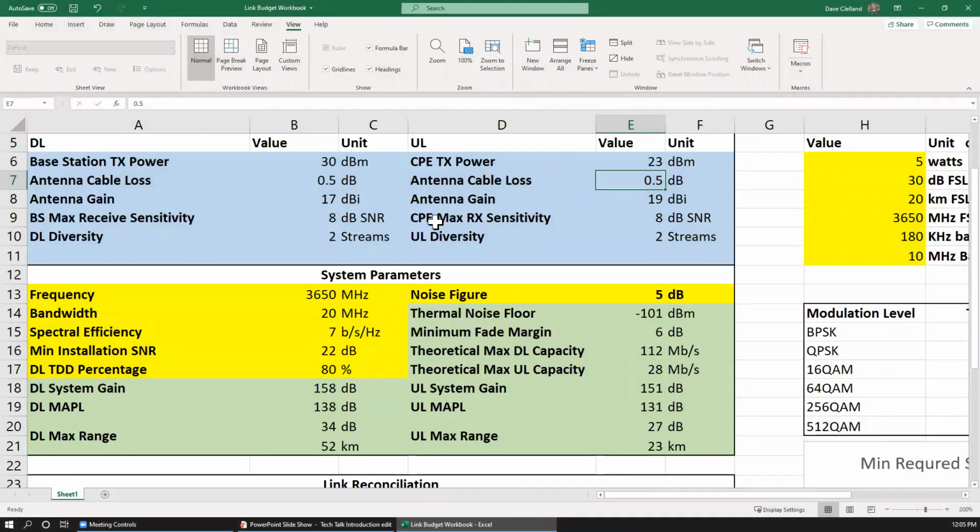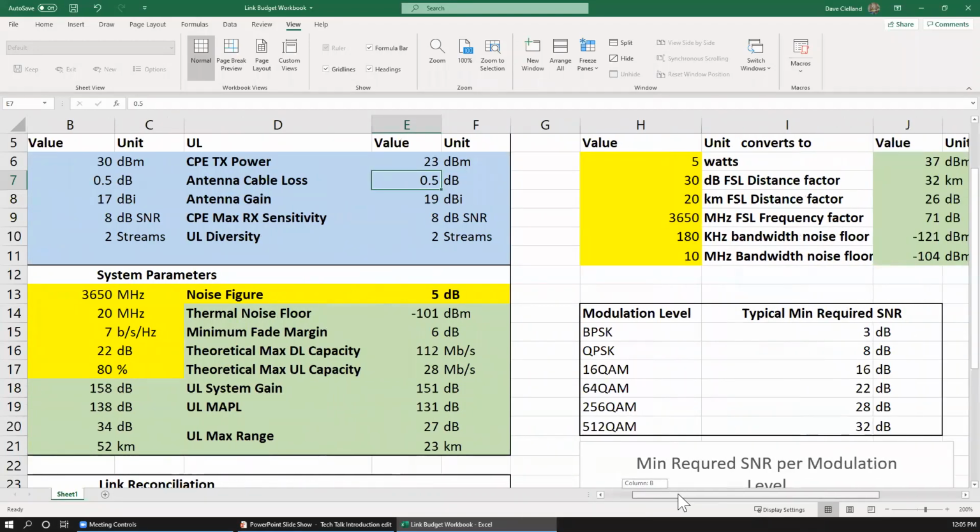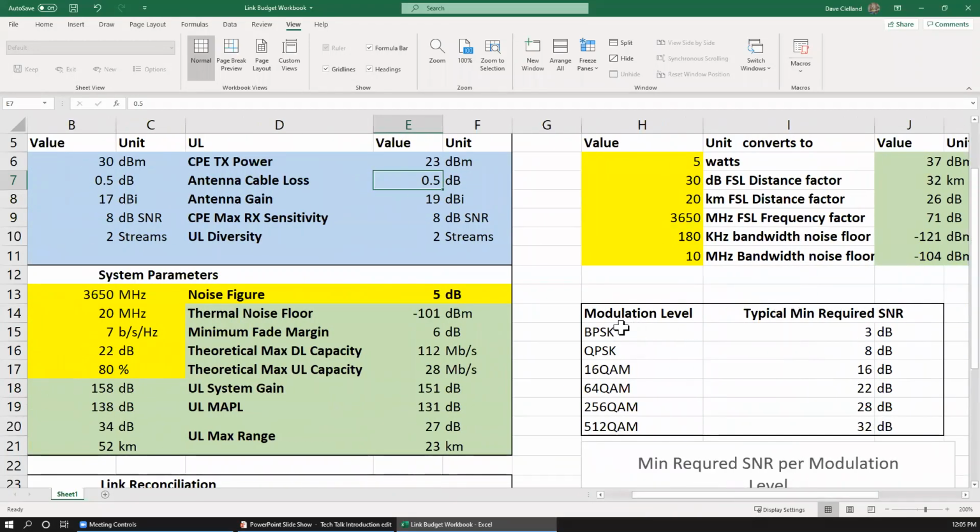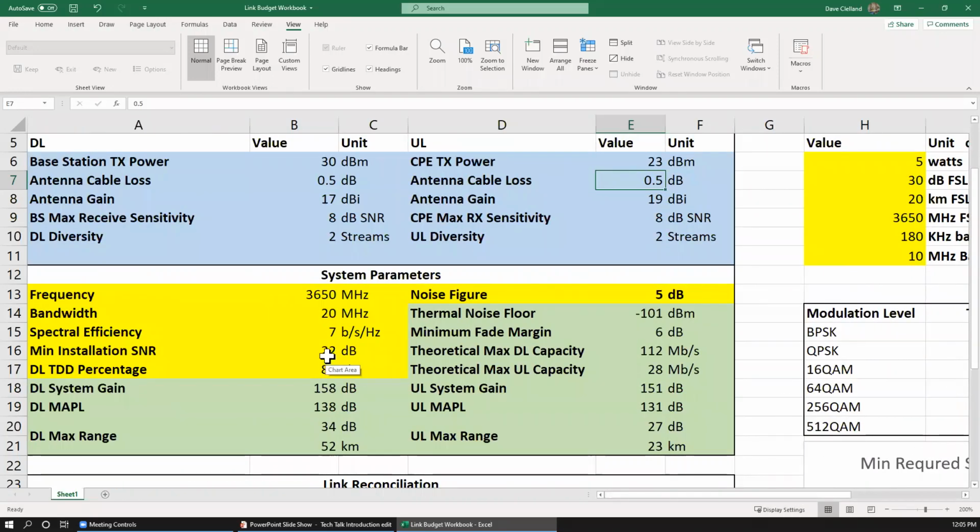Okay. So now we've got some parameters here that we talk about. I've decided here that in order to pass the data rate that I want with this particular system, I need to have 22 dB of SNR. And if I scroll over here a little bit, I've got some basic levels of typical modulations and the SNR required to decode those modulations. So I've picked 64 QAM at 22 dB, and I've used that in my formula here.